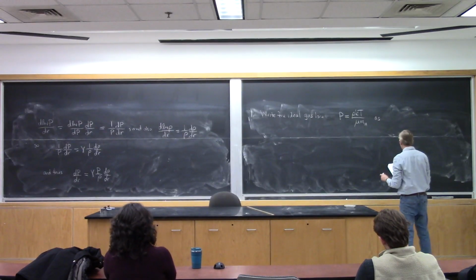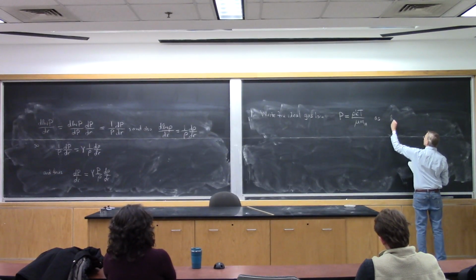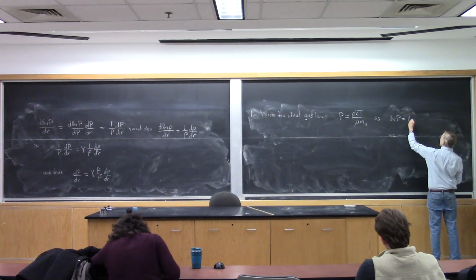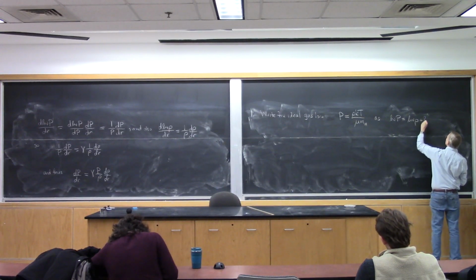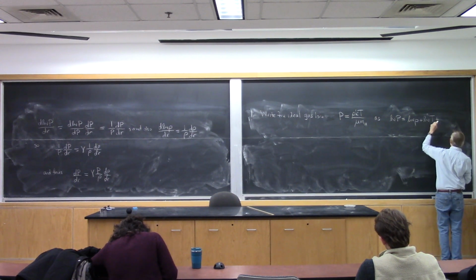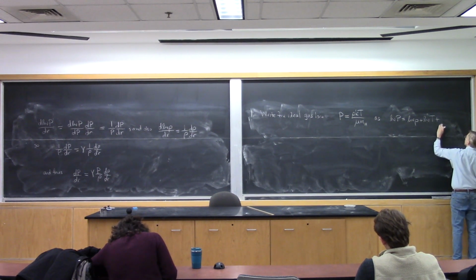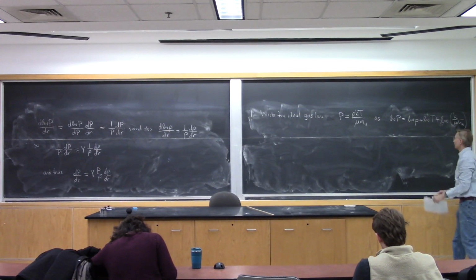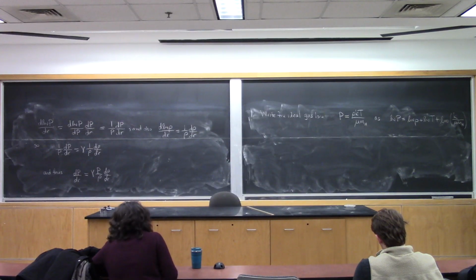So write it as log P is equal to log rho plus log T plus log of everything else, log of k over mu m_H, right? Because the logarithm of a product is the sum of the logarithms. So write it out as the sum of those three logarithms.